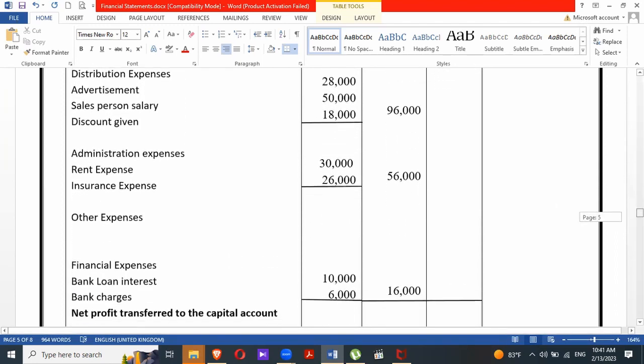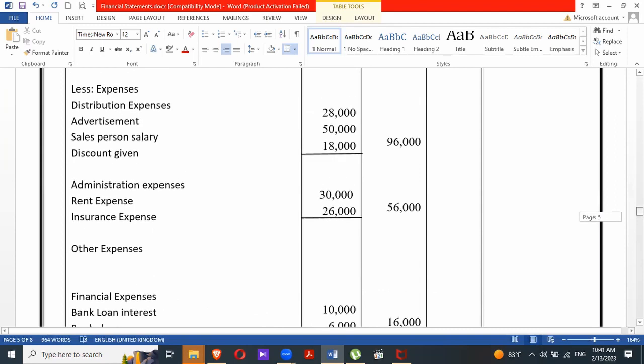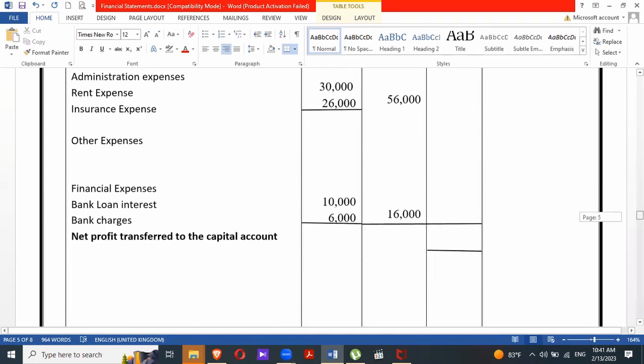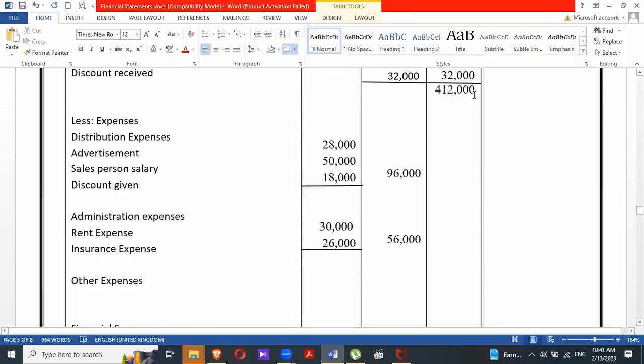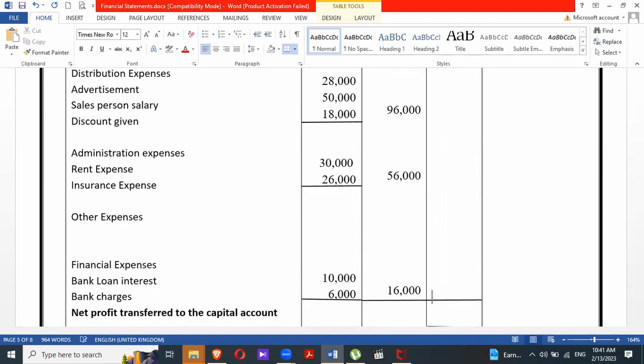Then take these 3 totals. Distribution total 96, administration total 56, financial expense total 16. All together, take the total of all these 3 amounts to the last column of the amounts. Right. Likewise, you can take the total 96, 56, 16, 168,000. Right? You can take the total 168,000.